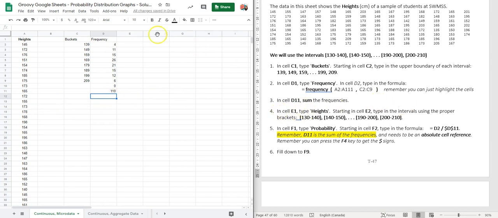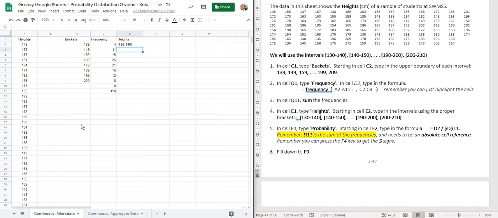In cell E11, we're going to type in heights, and now this is where we're going to type in what the actual buckets are. So starting in E2, we're going to type in the intervals with the proper brackets. The first bracket, that was the upper boundary, the first bracket was including, so a square bracket 130 to 140, but not including 140, so that's an open bracket.